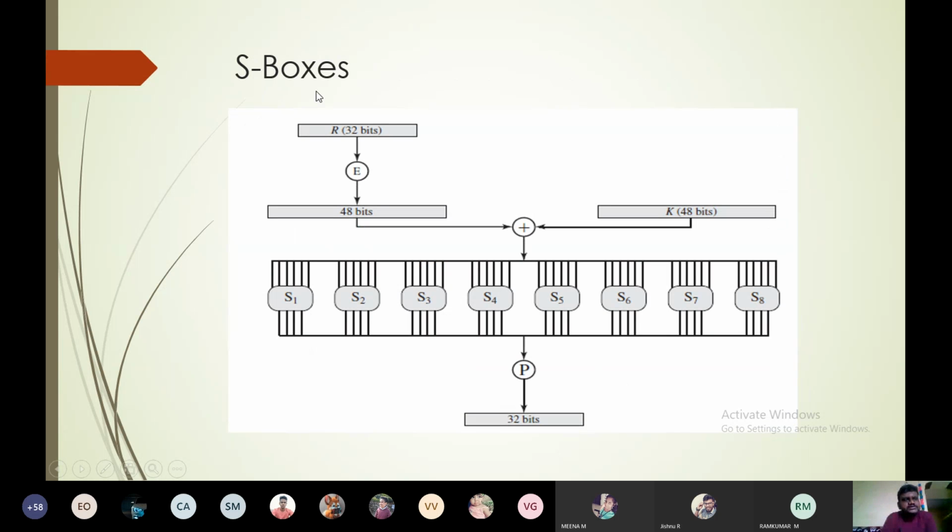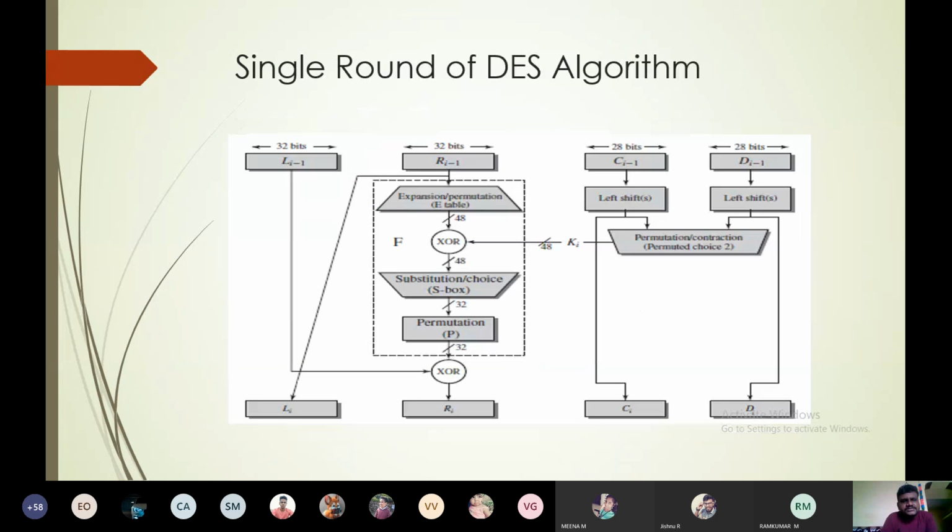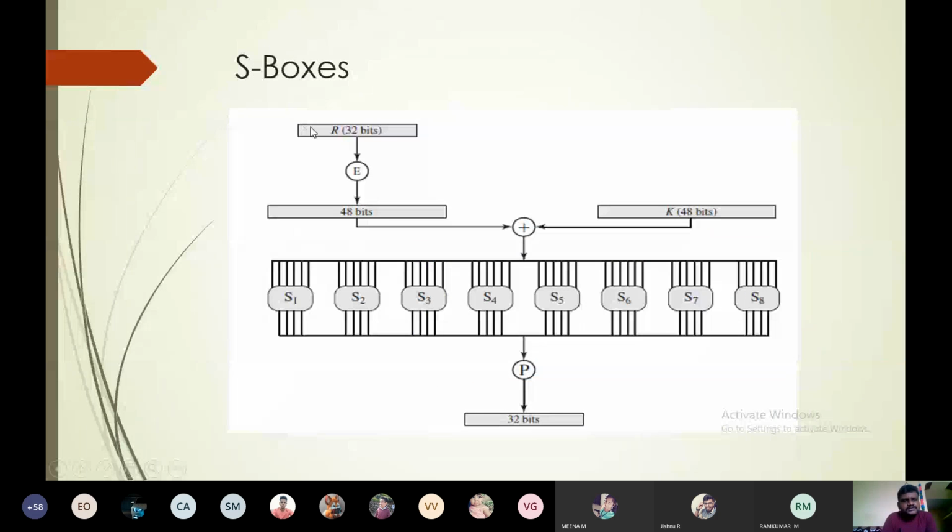In this S box, the input size is 48 bits. What is this 32 bits? Here, this is the 32 bits. After expansion, it became 48 bits. Also, K48, K is nothing but a key, so the key is 48 bits in size. We are doing the XOR function, and we are doing the substitution function here.